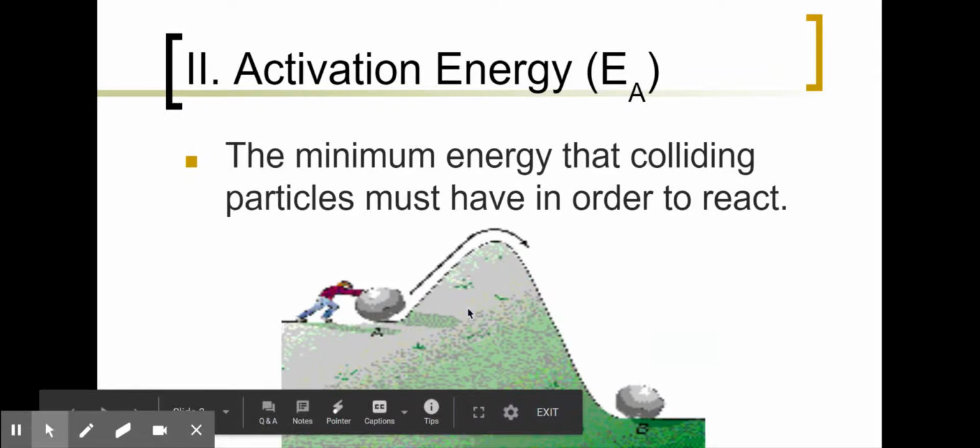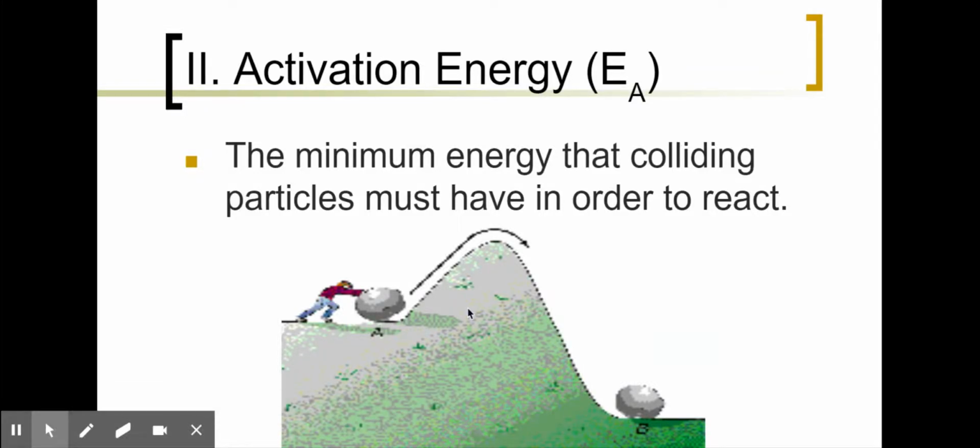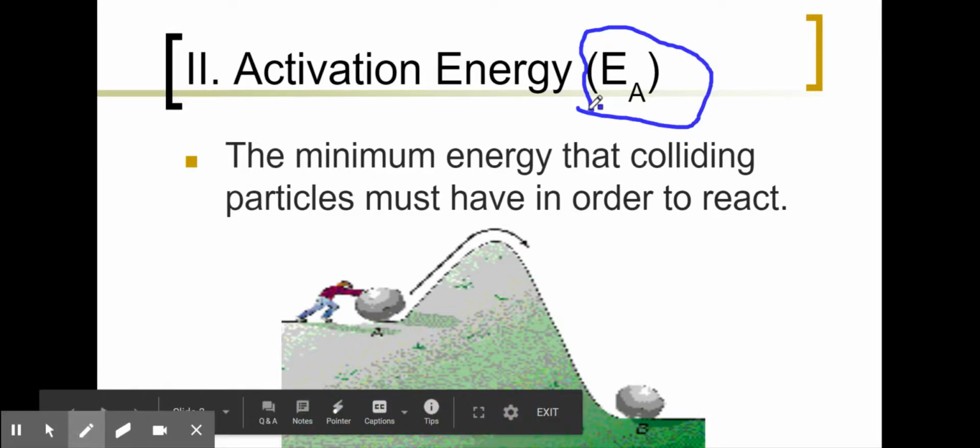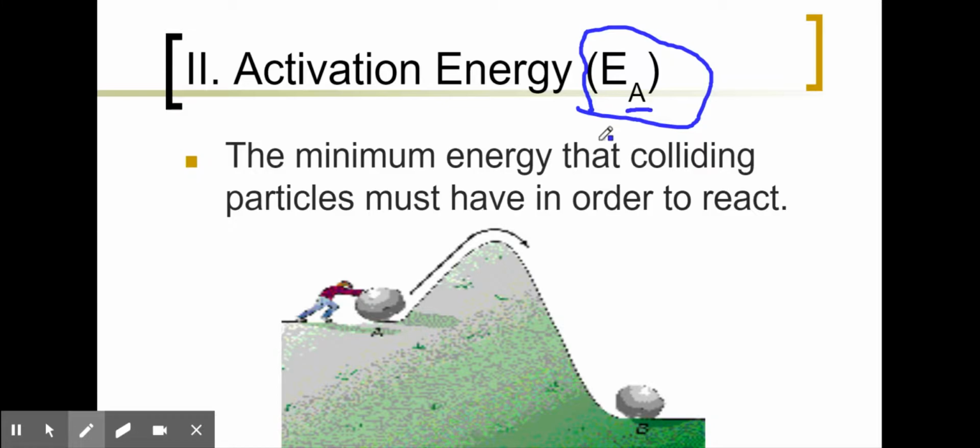Now, they mention activation energy, which we commonly call E sub A in chemistry. So the sub A is shown there. And that's the minimum energy that colliding particles must have in order to react. So if you look at this guy pushing the boulder, he's starting up higher and ending up lower, which should be an easy trip down a hill.